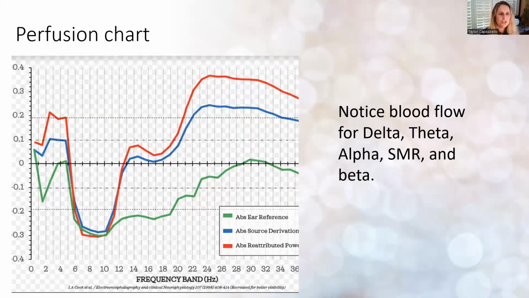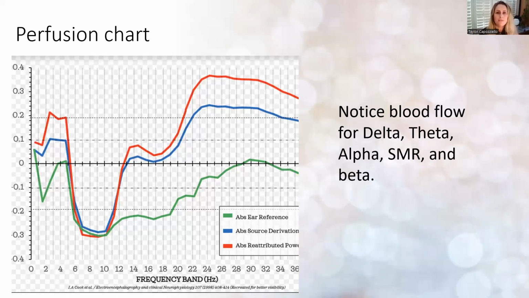Here's the perfusion chart, and this is what I show every single client so they understand. Looking at the red and blue lines, we can see in the delta band that there is an increase of blood flow. So when we have an immediate head injury or a person sleeping, we're getting more blood flow to that area. And then in the theta and alpha bands, it drops down. We have the least amount of blood flow. That area is not working as well because that area of the brain is not needing the attention. So it's kind of turned off. It's in that resting state.